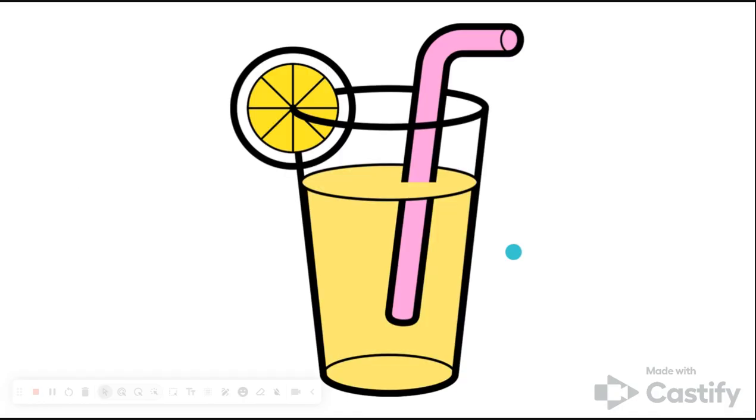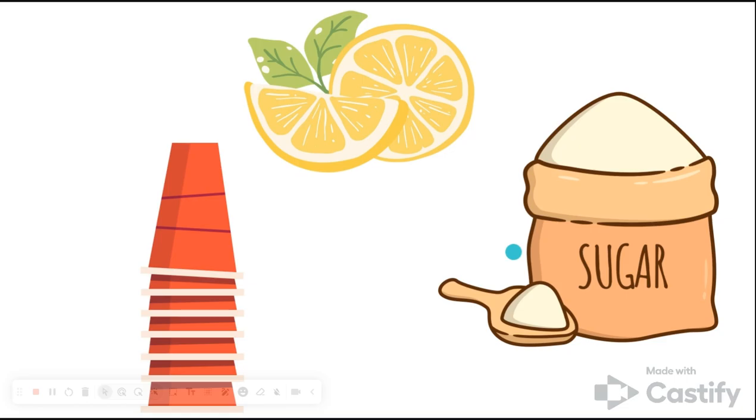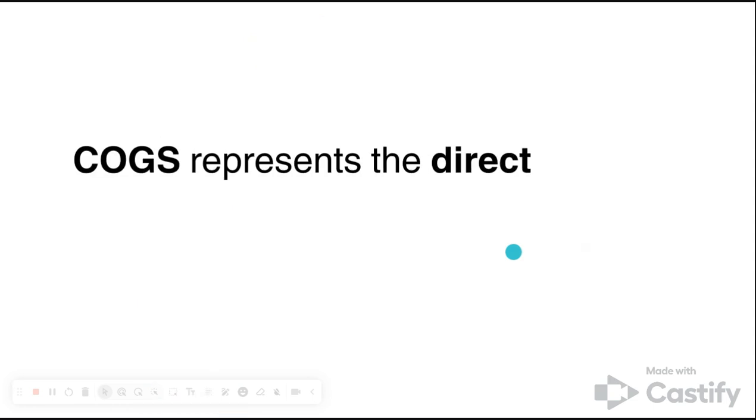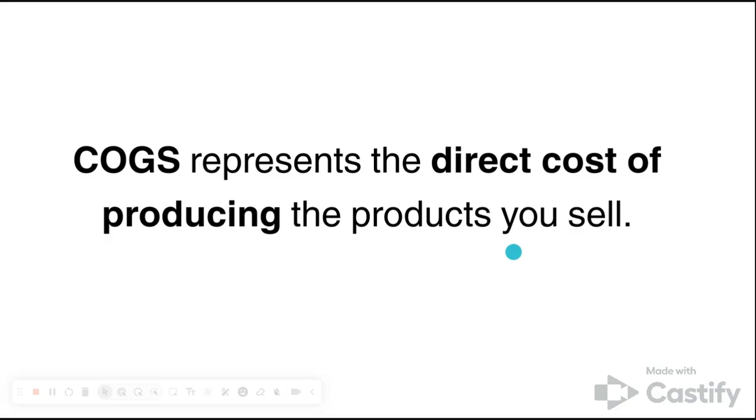Now we enter COGS. Let's say you sell a cup of lemonade now, and you sell it for $5. And to make that cup, you use lemon juice, sugar, and a cup. And let's say these ingredients cost us $2. The moment you sell the lemonade, that $2 moves out of inventory and becomes an expense. That expense is called cost of goods sold, or simply COGS. COGS represent the direct cost of producing the products you sell.